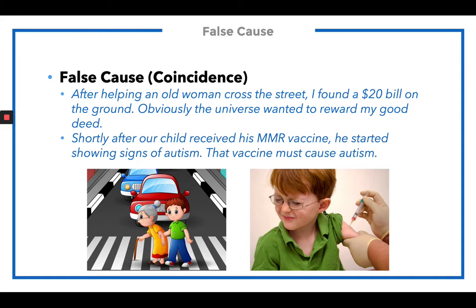And I don't mean to suggest that the vaccines are not dangerous at all, right? There are side effects of vaccines sometimes. But the scientific evidence suggests that vaccines don't cause autism. And so this just appears like it's a coincidence. There's not actually any causal link going on here.